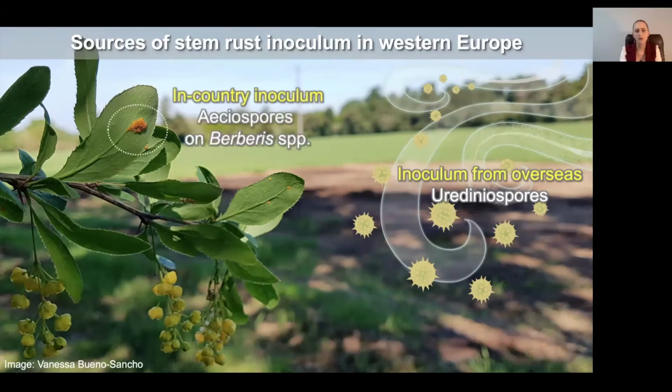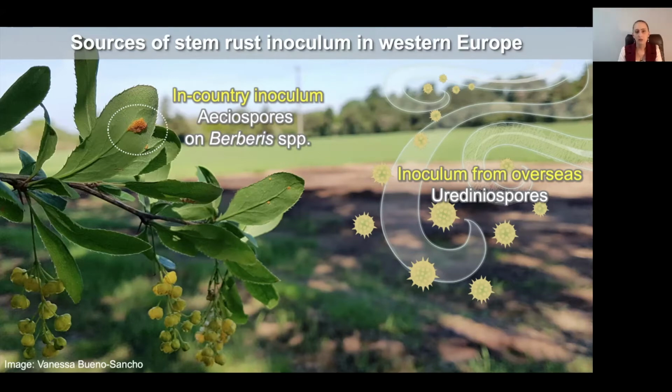But we also have the potential for in-country inoculum to be created through the form of aeciospores, which are the result of the pathogen completing its sexual cycle on its alternate host, these Berberis species. These sexual spores can be created much earlier within the growing season, and of course start infections quite early on, which could potentially lead on into an epidemic. We know from work that we've done in my lab, going out and looking at these barberry bushes, we're able to find infection quite readily on barberry bushes in many locations across the UK.